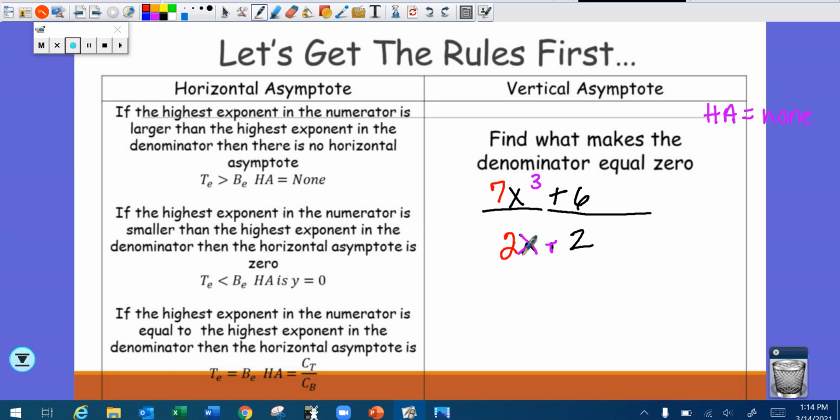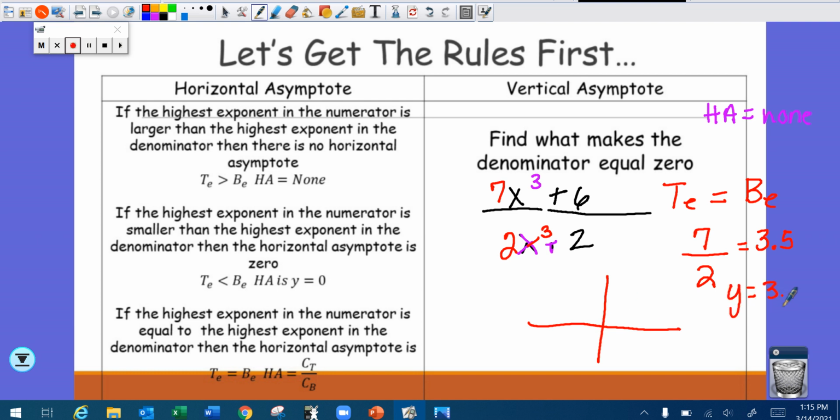So what happens when we compare the exponents this time? Top exponent compared to the bottom exponent. In this case, the highest top exponent is 3 and the highest bottom exponent is 2. So they're equal. If they're equal, that means the answer is going to be whatever the coefficient is. So we're going to say the coefficient of the top over the coefficient of the bottom, and that breaks down to 3.5. So here, I'm going to say my horizontal asymptote is y equals 3.5.